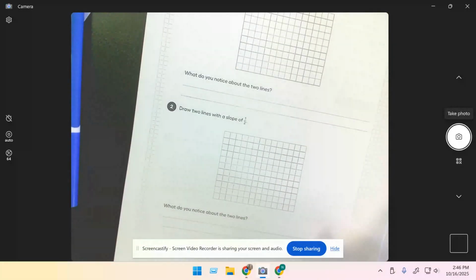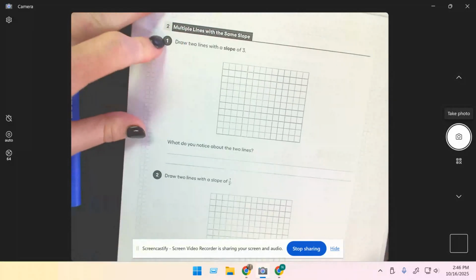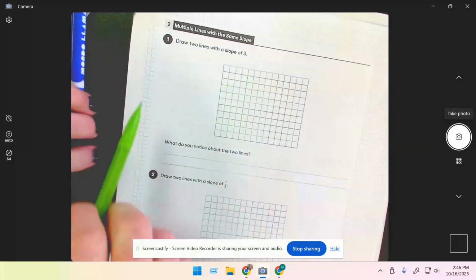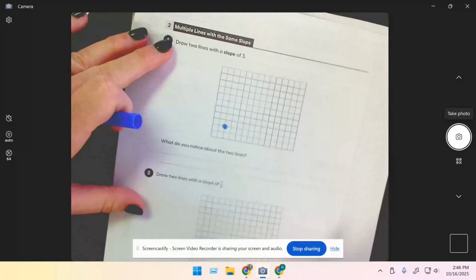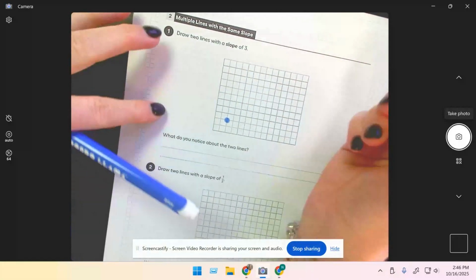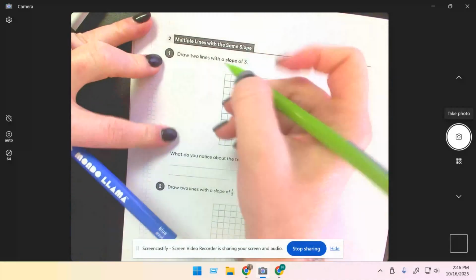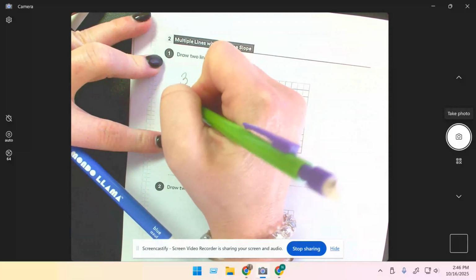The last thing I want you to do is we are going to draw 2 lines with a slope of 3. So here's what I want you to do. I'm going to start and put a point. I'm putting a point on my grid. Okay, a slope of 3. When we talk about slope, we always want to think about it as fractions. So 3 is the same thing as 3 over 1.